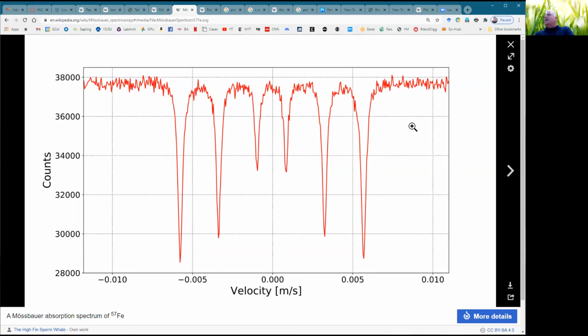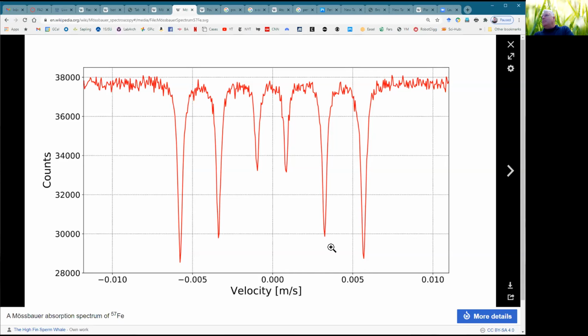So in this spectrum up here, you can see there's 6 lines here, and this is the Mossbauer spectrum of iron-57, and these are different spin states of the iron nucleus. These are nucleon spins, things like proton and neutron spin states. I don't even know, to be honest.